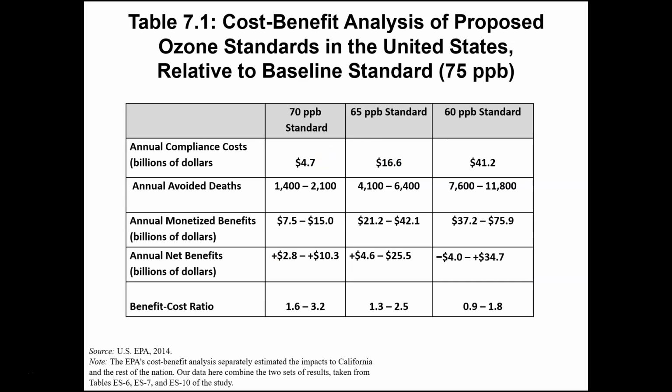Here's an example that the book starts off with of what a cost-benefit analysis looks like. This is a cost-benefit analysis of proposed ozone standards in the United States relative to a baseline standard. If we change those standards, what would that look like? They list here the costs and benefits of three different possible new standards. Notice each of them has a range of possible costs and benefits because, as we'll see as we go through this chapter, it's not necessarily simple to nail down the exact figures.